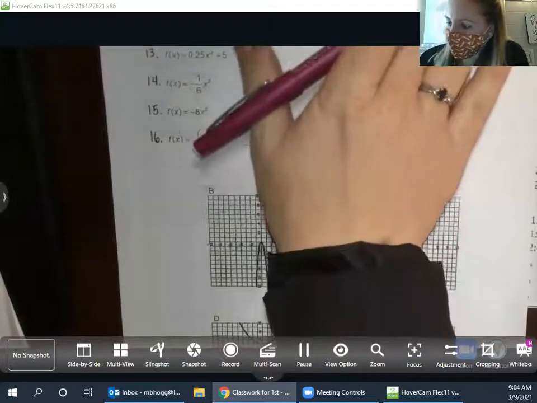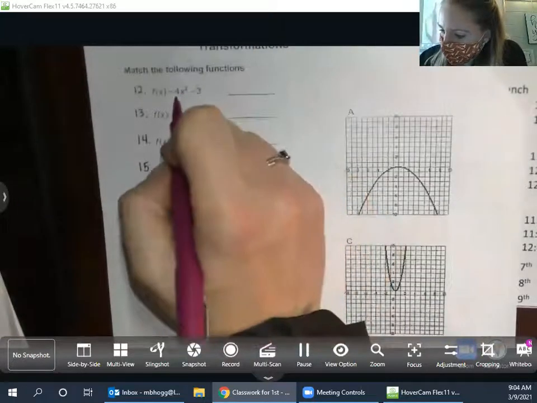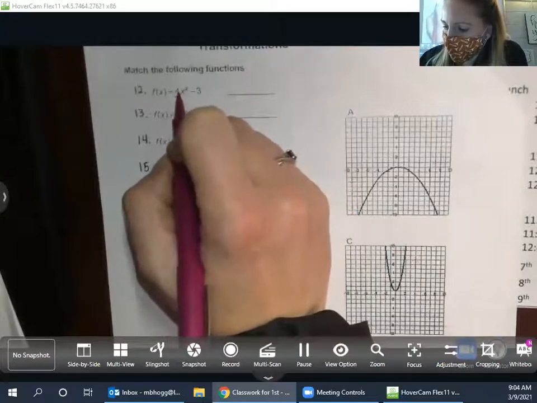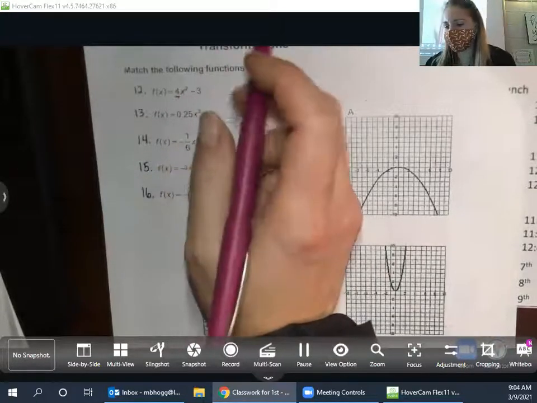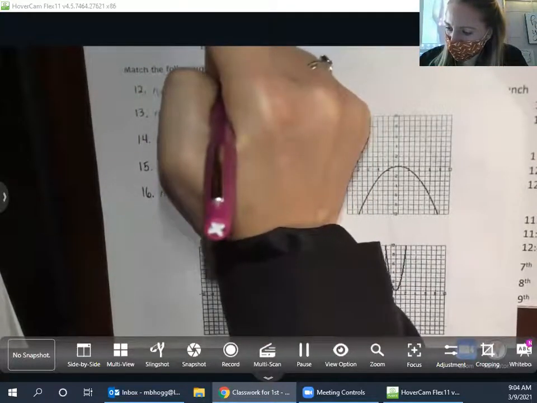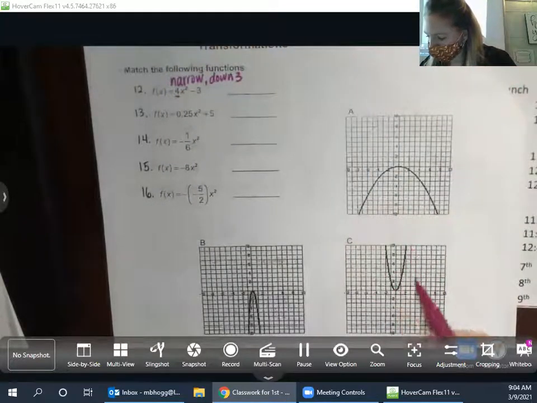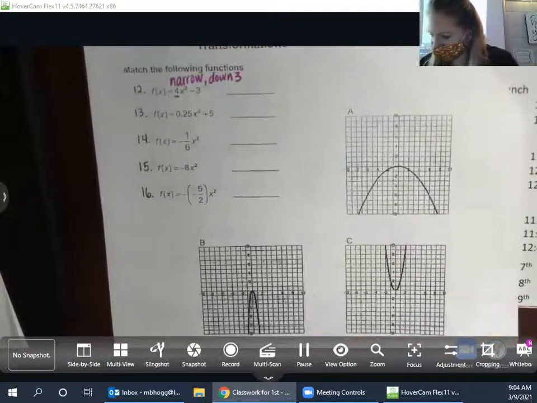Match the following functions. Number 12. So when we have a 4 multiplied by it, it's greater than 1. It means it's going to be super narrow. And then it's going to move down 3. So which one is moved down 3 and it's really narrow? E. Yes.